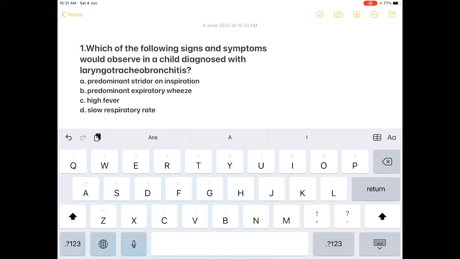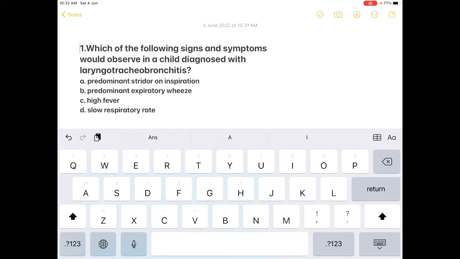The first question is, which of the following signs and symptoms would you observe in a child diagnosed with laryngotracheal bronchitis? Option A, predominant stridor on inspiration. Option B, predominant expiratory wheeze. Option C, high fever. Option D, slow respiratory rate. The correct answer here is A, predominant stridor on inspiration.